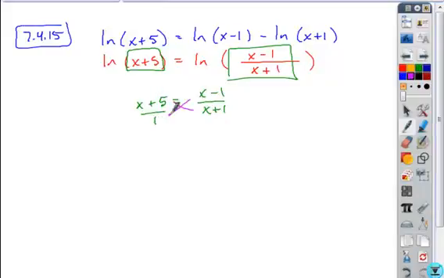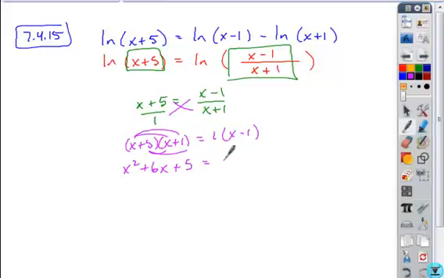We solve by cross multiplying. So we get x plus 5 times x plus 1, and that's going to equal 1 times x minus 1. When we FOIL this out, we get an x squared plus x plus 5x nets us plus 6x. 5 times 1 is plus 5. Distribute our 1, or again, it's the identity, so write the terms down of your binomial factor.